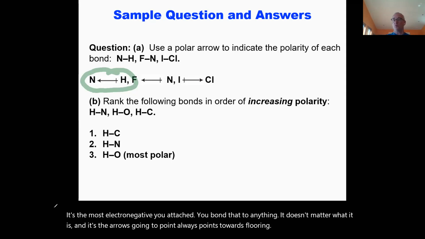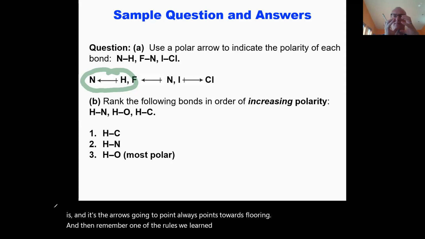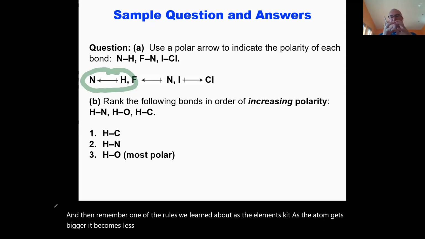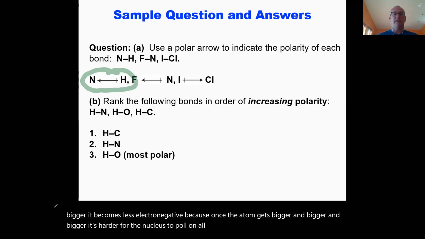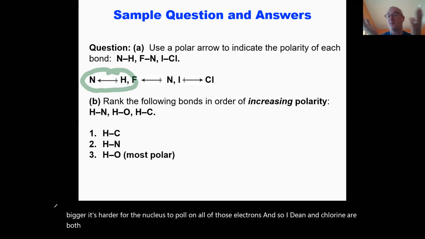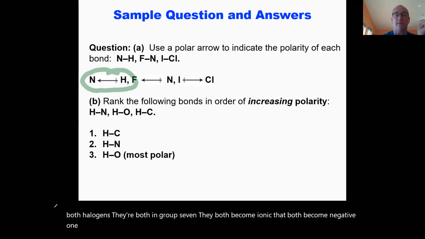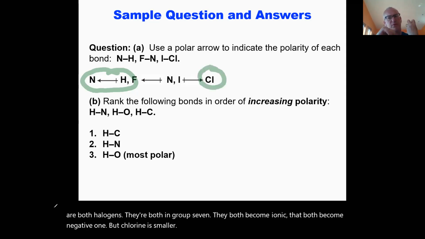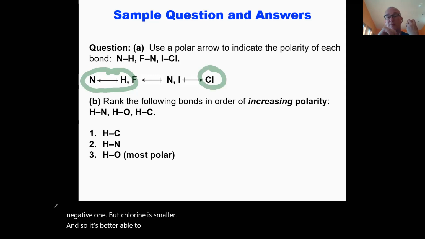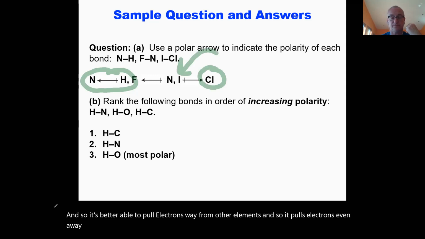And then remember, one of the rules we learned about, as the atom gets bigger, it becomes less electronegative, because once the atom gets bigger and bigger and bigger, it's harder for the nucleus to pull on all of those electrons. And so iodine and chlorine are both halogens. They're both in group 7. They both become ionic. They both become -1. But chlorine is smaller, and so it's better able to pull electrons away from other elements. And so it pulls electrons even away from iodine.